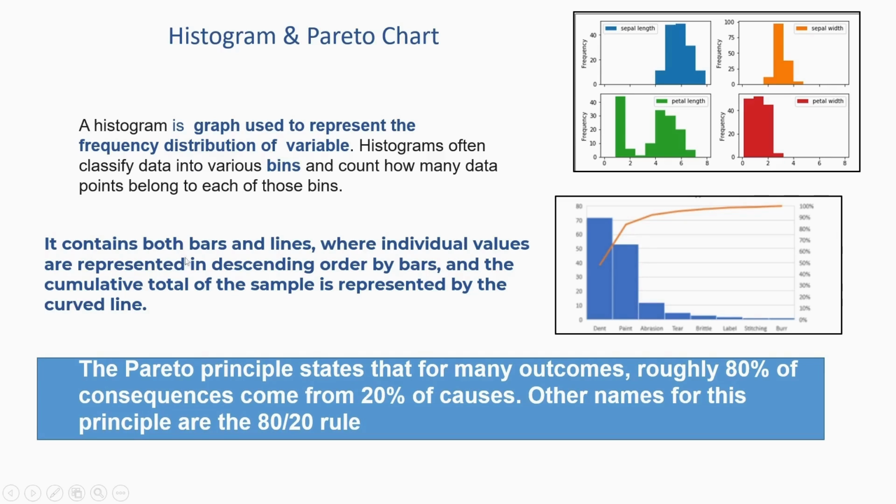Anything can happen. Pareto charts contain both bars and a line. Like a histogram, you can see these bars, and also this line. But unlike a histogram, Pareto charts show the bars in descending order. We will see it in the workbook. The cumulative total of the samples is represented by the curved line. Okay, let's jump into the workbook and learn about the histogram and Pareto charts.